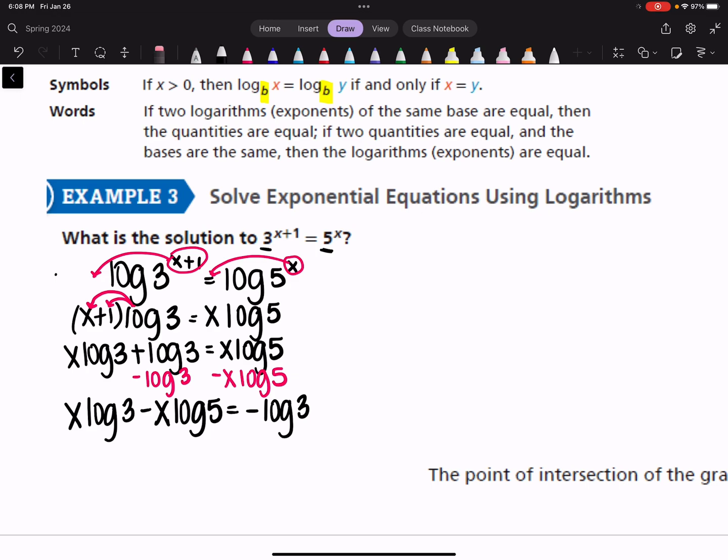So now that I have my expression with x on the left side and my log of 3 on the right side, I can think of factoring out a GCF from each of these terms. So if I have a coefficient of x in both of my terms on the left side, I can factor that x out to the front. So now I have x times log of 3 minus log of 5 equals negative log of 3.